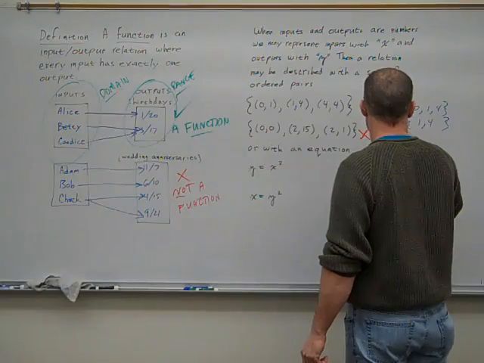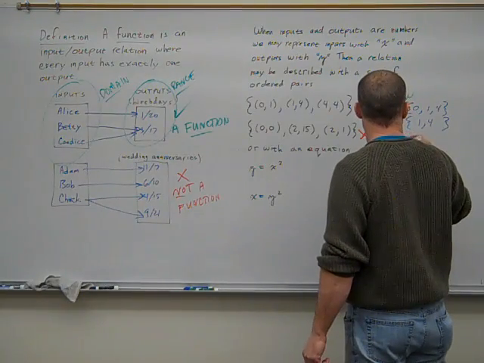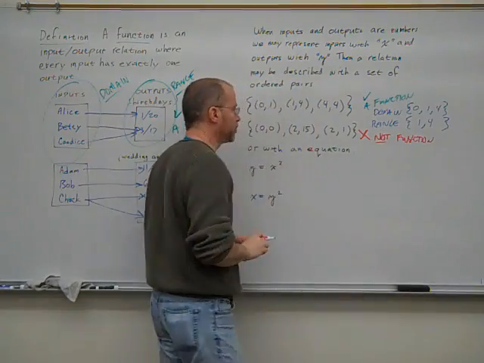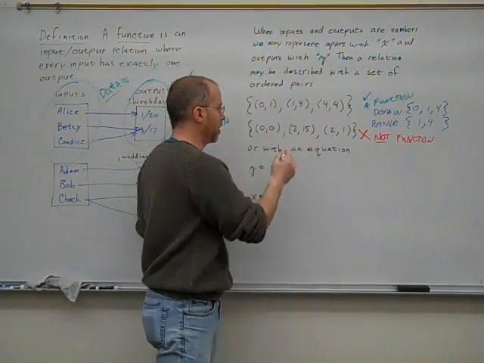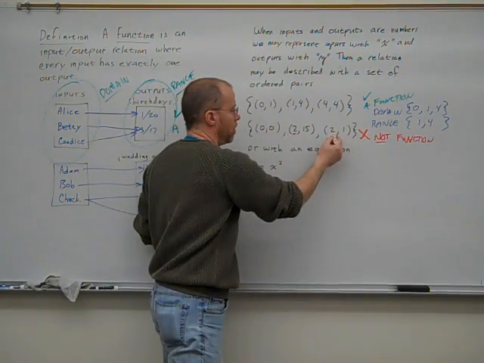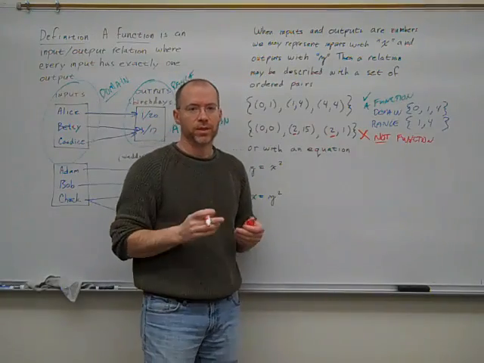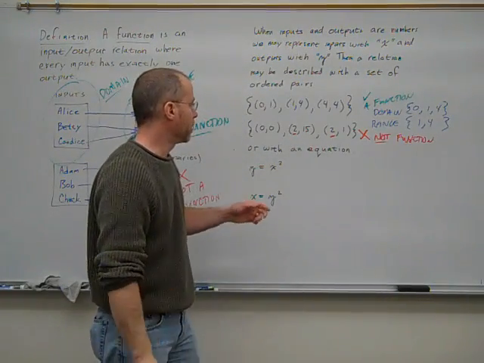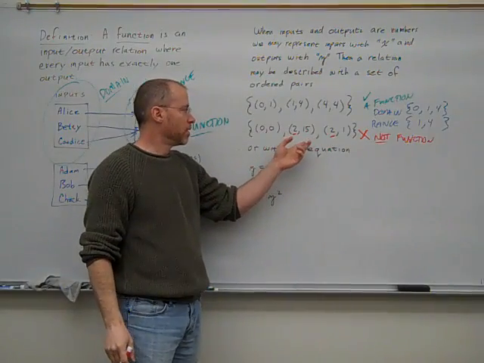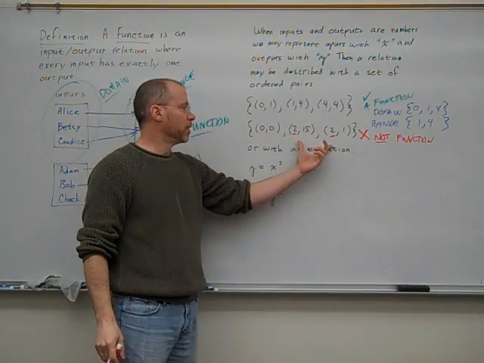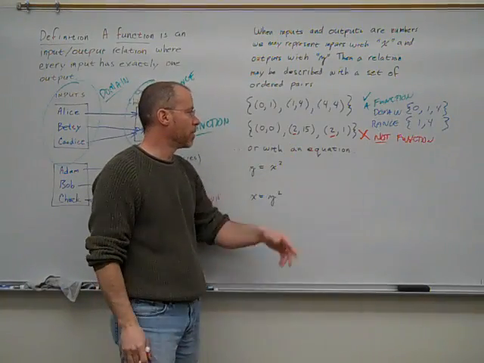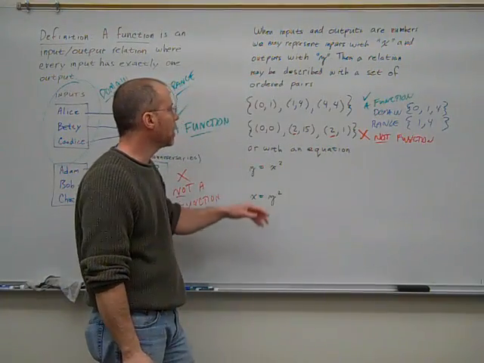Failure. Not a function. And I guess we can see that most distinctly here because two distinct ordered pairs have the same x coordinate. So that'll be the elephant in the living room. If you see two ordered pairs with the same first coordinate, you're probably not looking at a function.